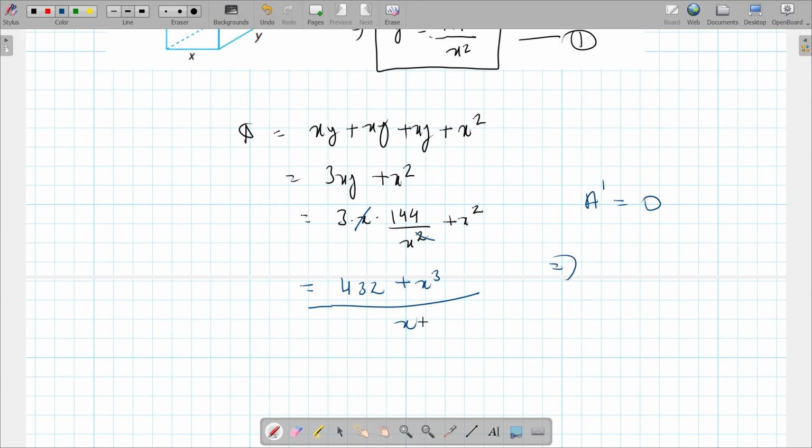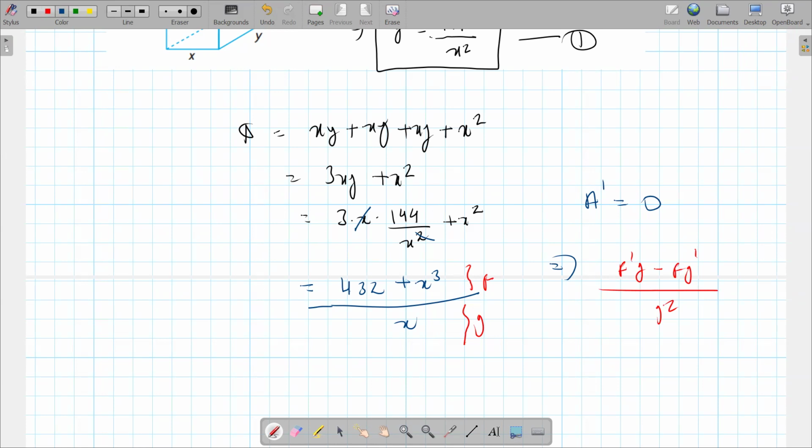How would you find the first derivative of this? Which technique would we use? Quotient rule, product rule? Quotient rule, right? So here's what the quotient rule says. This is F, this is G. The quotient rule says it's F prime G minus F G prime, all over G squared.